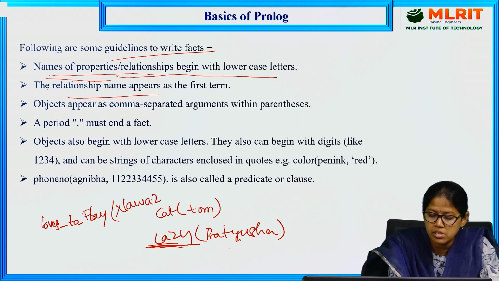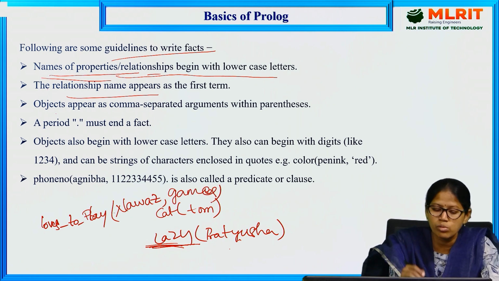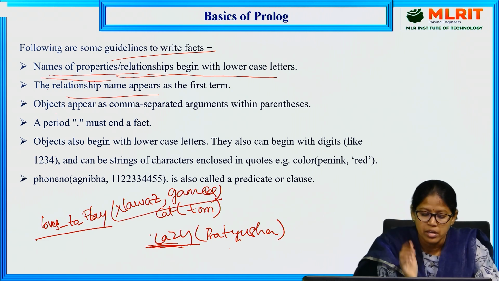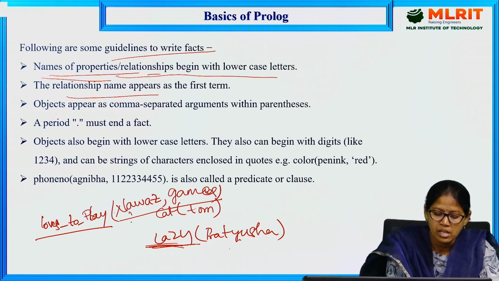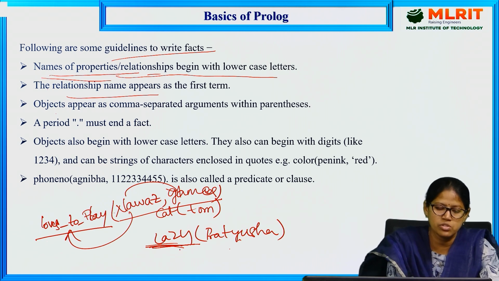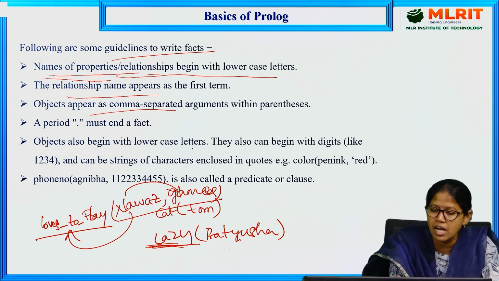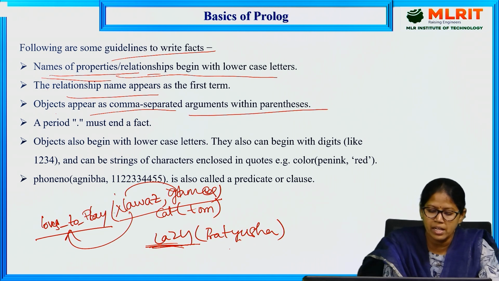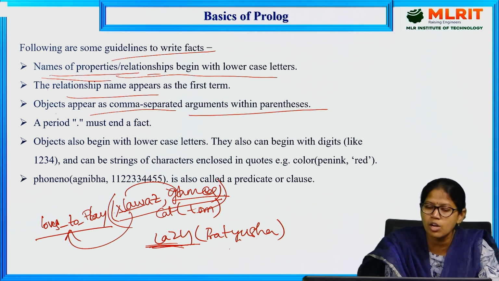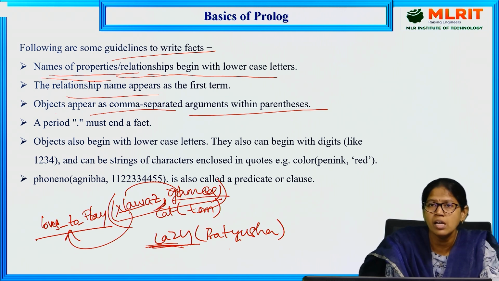Navas, games. So this is the rule of how we have to write. First it should be the relationship followed by the objects, and the objects are separated with a comma. So how will we read this fact? Navas loves to play games. In such a way, based upon the scenario, the rules will change. Objects appear as comma separated arguments within parentheses. Within the parentheses, Navas is an object, games is an object. Those two are separated with a comma.